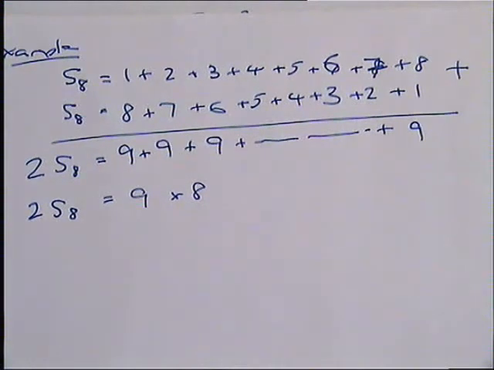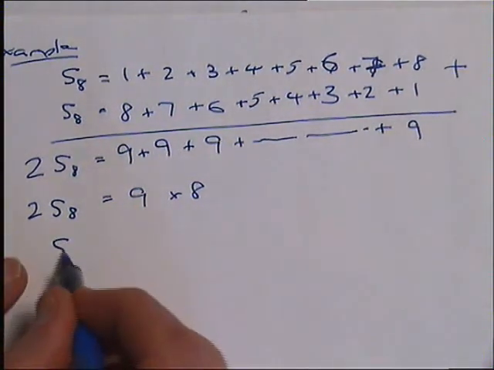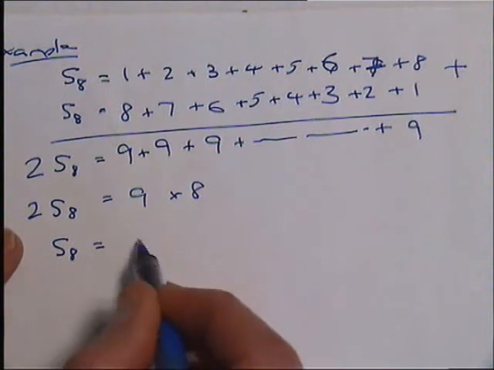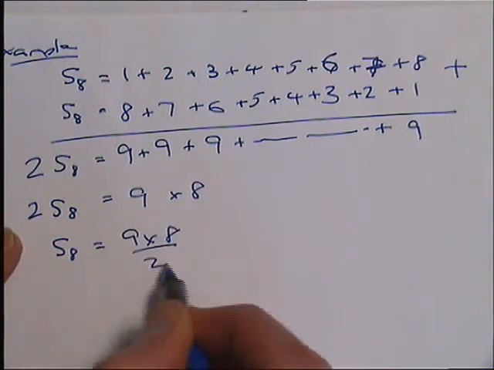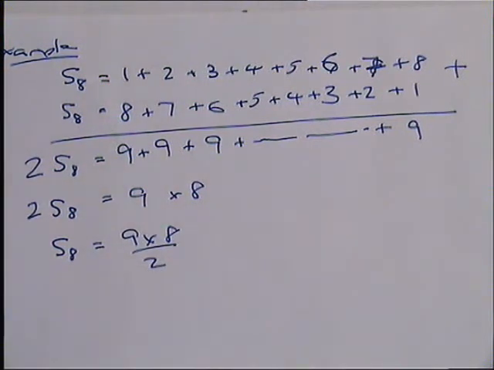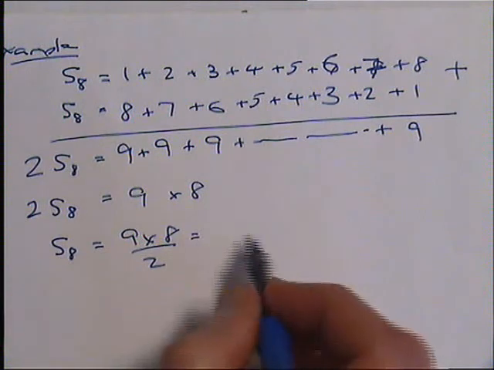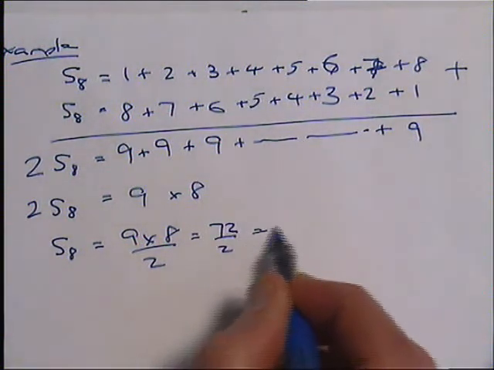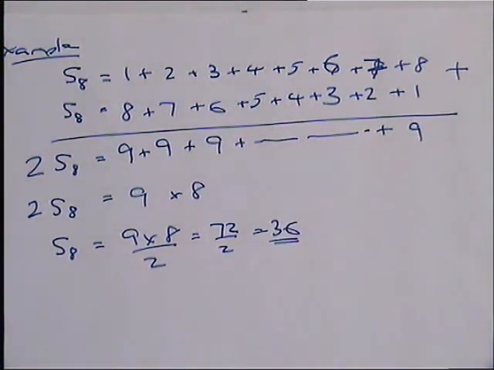So if I wanted to know what the sum of my first 8 terms were, if I just move that 2 from over here, where it's a times 2, to over here, where it's a dividing 2, I'll have the answer to the sum of those first 8 terms. So that would be 72 divided by 2, that would be 36.